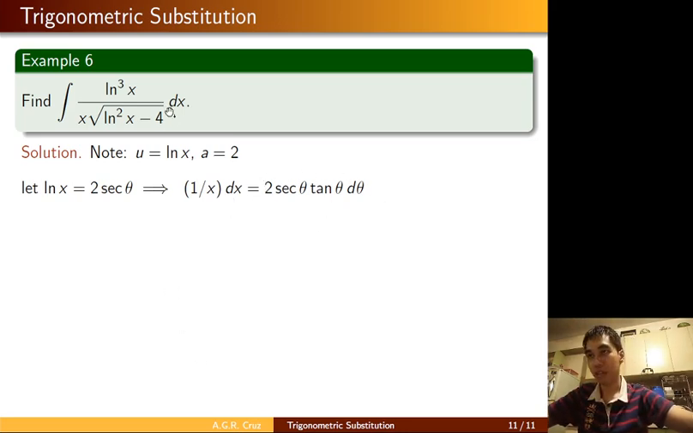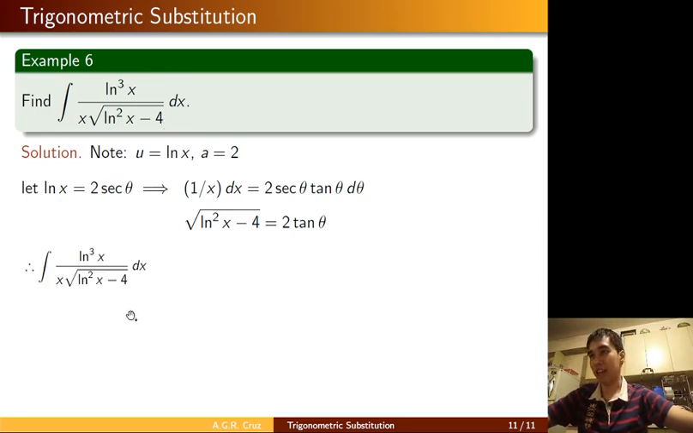On the other hand, this radical expression over here, again, I will leave that to you. You can verify that this is equal to 2 tangent theta. Okay? This time the partner of secant here is tangent, no? So always remember the partners are sine and cosine, secant and tangent. Okay? Let's now use all of these substitutions to express this in terms of theta.